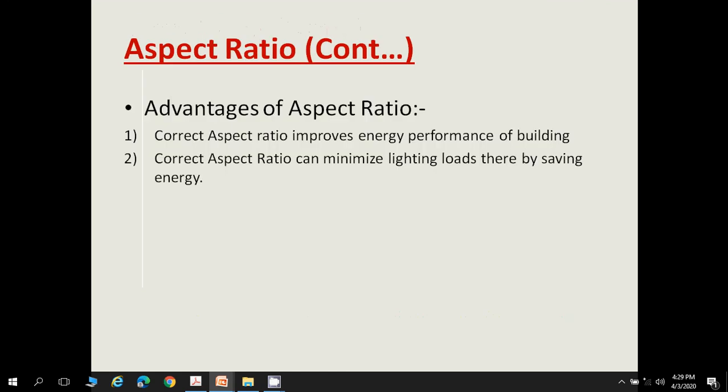Next, what are the advantages of aspect ratio? I will discuss the two advantages. First, the correct aspect ratio improves the energy performance of the building, and second, the correct aspect ratio can minimize lighting load, thereby saving energy. If the correct aspect ratio has been chosen, then it improves the energy performance and can minimize the lighting load, thereby saving energy and cost.